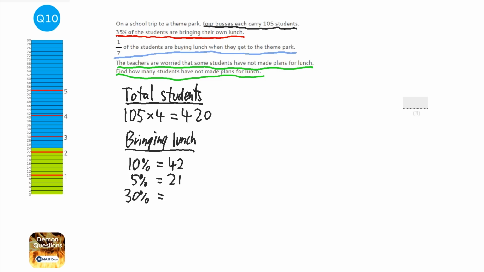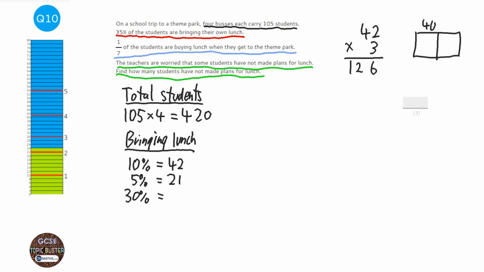And all we do is times the 10% by 3. And again, I could do a bit of working out for this. So 42 times 3. You can use any method you want. A lot of you probably prefer doing the grid, which is absolutely fine. So 40 and 2 and 3. Obviously, if it's on the calculator paper, you can just use a calculator. But either way, you get 126.